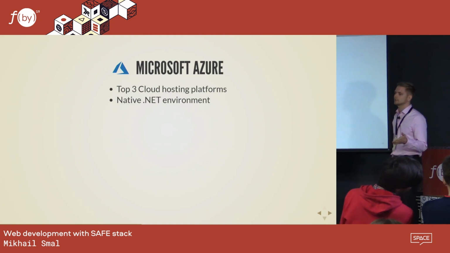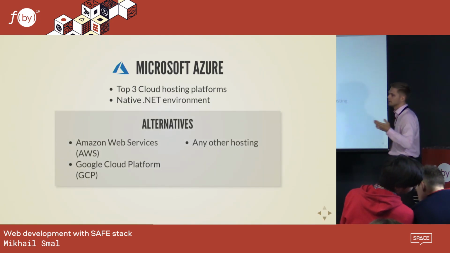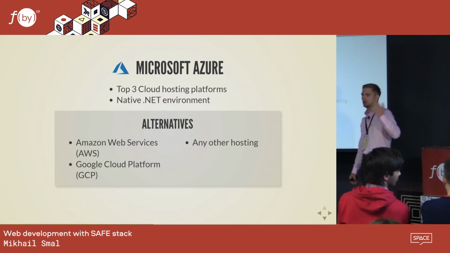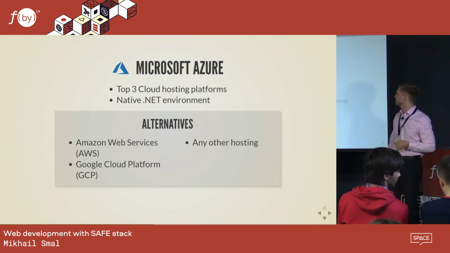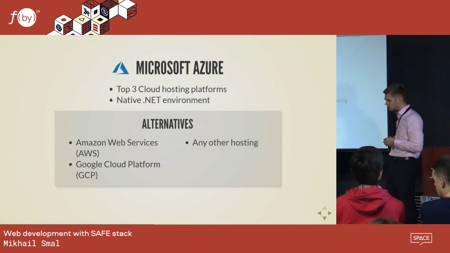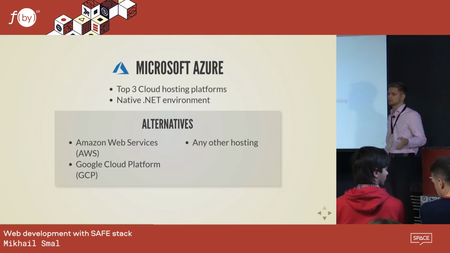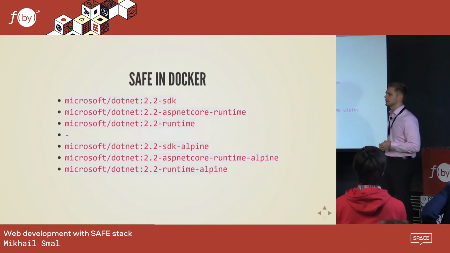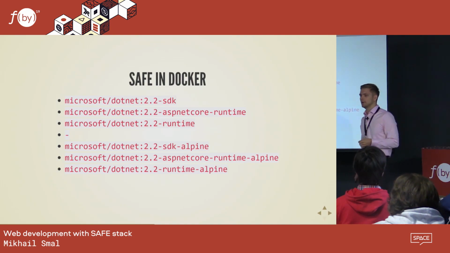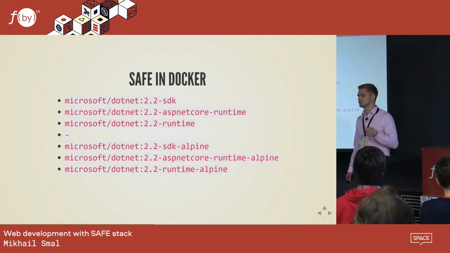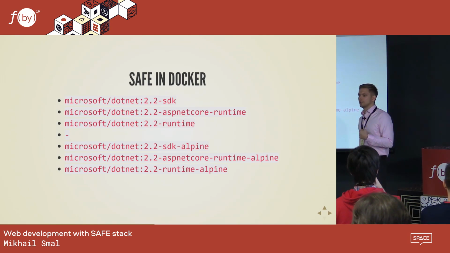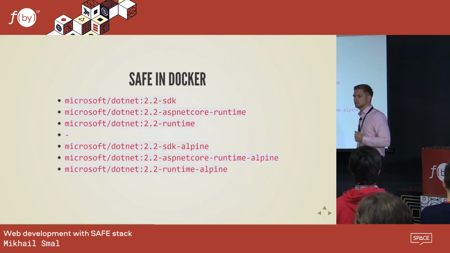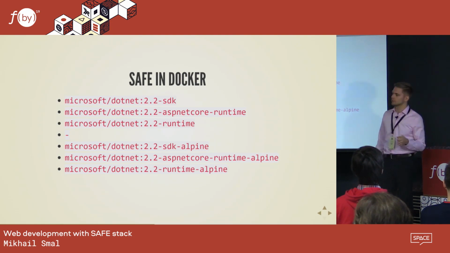I don't think I need to present it because it's one of the three well-known cloud providers. As an alternative, you can use Amazon or Google platform, or any other hosting actually, or just use premises, bare metal, whatever you need. Safe works really well in Docker. Microsoft provides official images for .NET Core, which actually even runs on Alpine Linux. That makes it much more lightweight and simple.